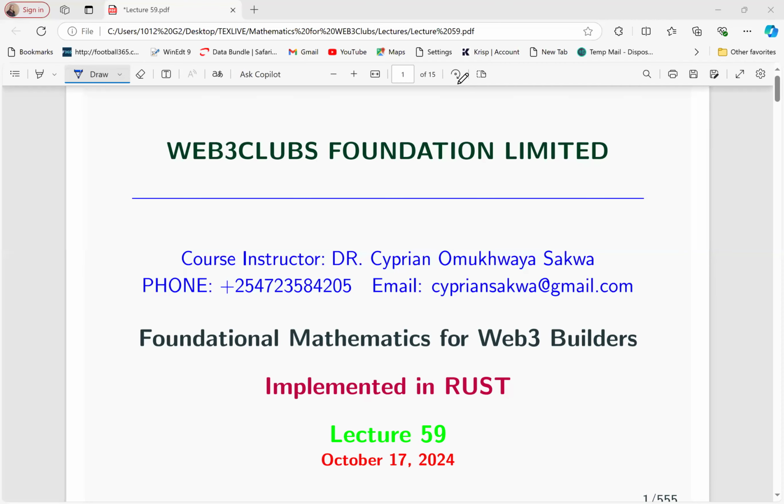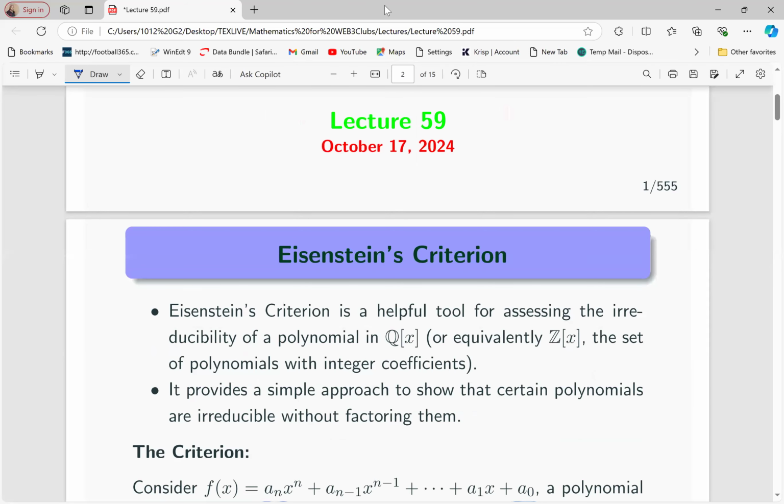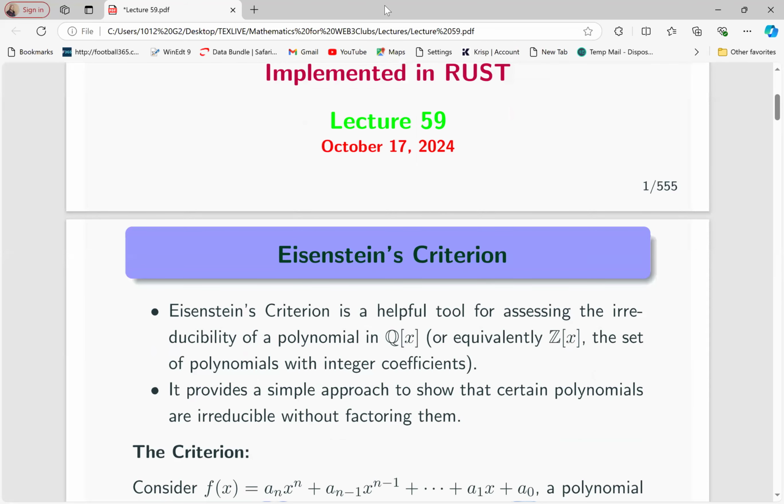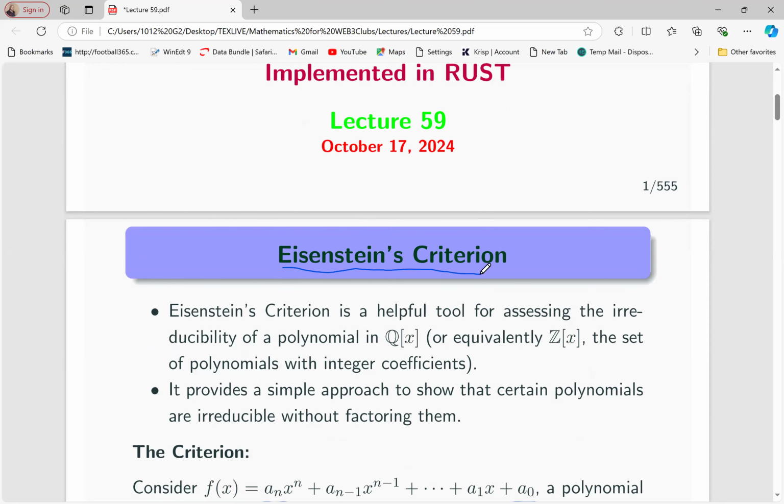Now, we are looking at Eisenstein's criterion. We had looked at the rational root test last Tuesday, and we used this rational root test to factorize polynomials. But the Eisenstein's criterion that we're going to look at today is only assisting us to tell if a polynomial can be factorized or not, but it cannot factorize that polynomial. So it does not factorize the polynomial.